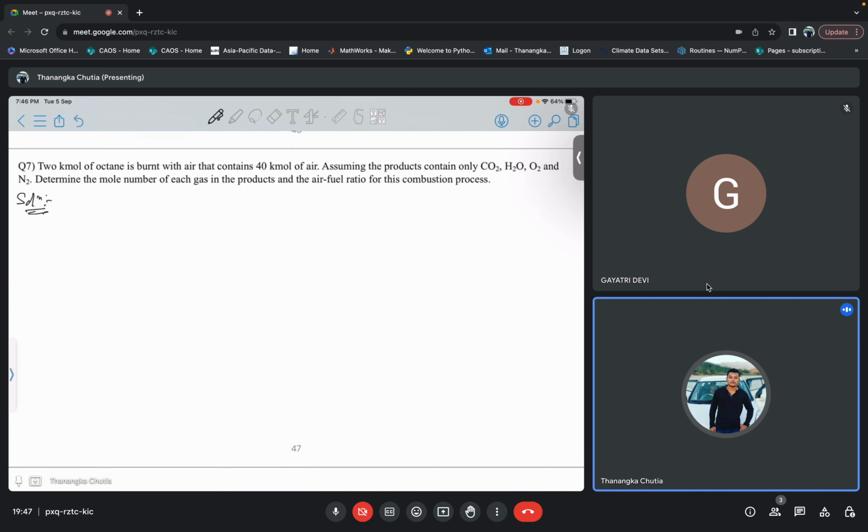Air contains both oxygen and nitrogen. So what is the formula for octane? Octane is C8H18. It's telling us 2 moles of octane reacts with 40 kilomoles of air. So air will be O2 plus 3.76 N2. Now it is telling us that the products contain carbon dioxide, water, oxygen and nitrogen. So let me write this one.